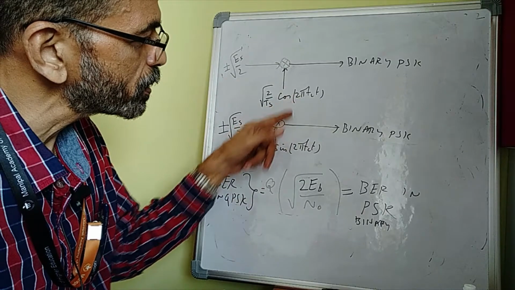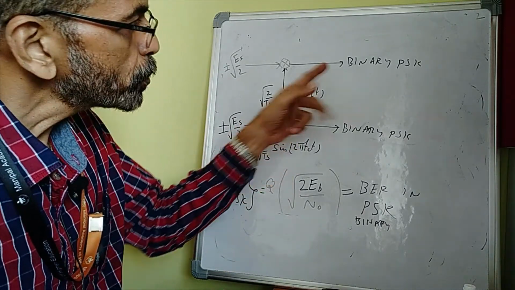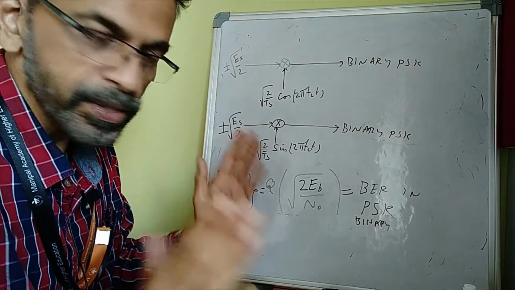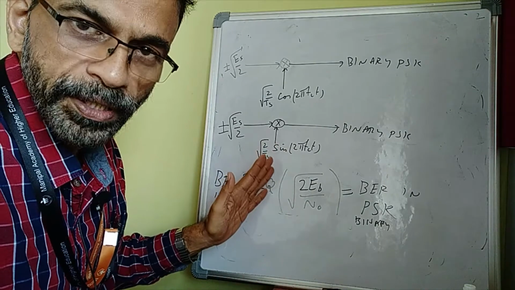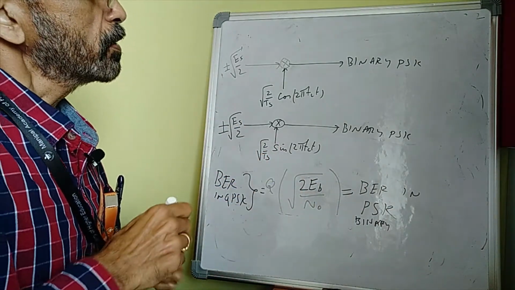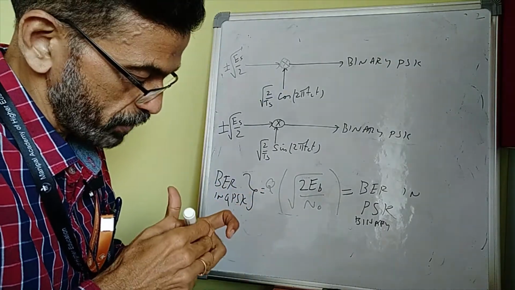If you multiply them and integrate from 0 to Ts, you get the result as 0. So they are orthogonal. So two binary PSK signals are transmitted over orthogonal carriers, and they are in fact independent of each other. One can ask, why should they be independent?